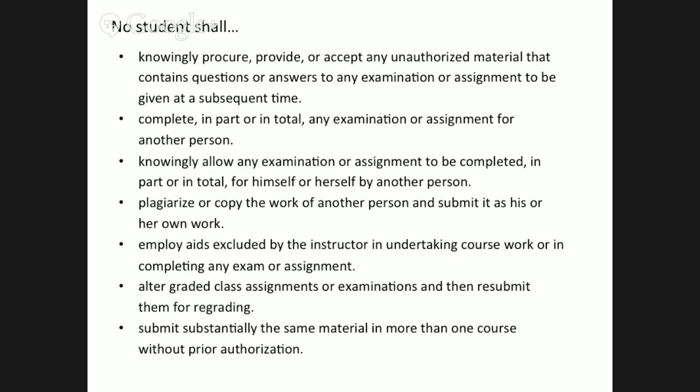This is a simple statement just saying that you understand the integrity policy and you promise not to turn in other people's work, right? That you won't copy and stuff like that, that you'll actually put effort into the assignments and turn in your own work.